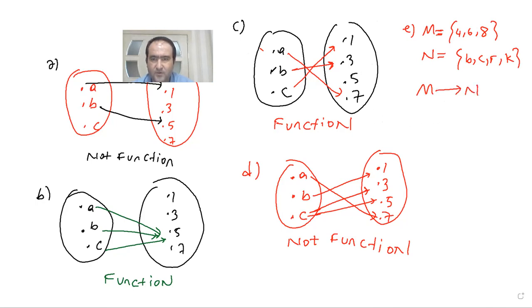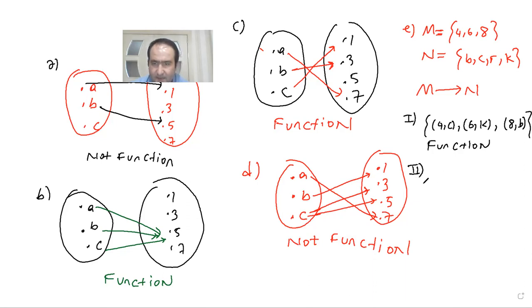Okay. Let me look. First one, 4C, 6K, 8B. Is it a function? Yeah, it's a function. And it's a function because all of our children, 4, 6, 8, have different mothers, okay?